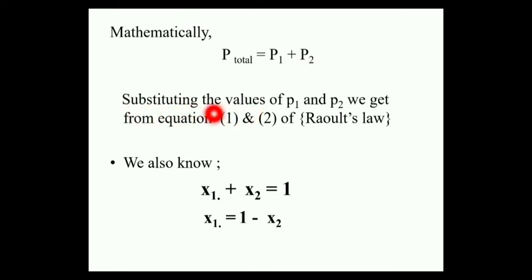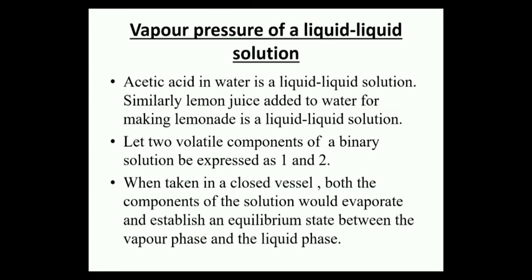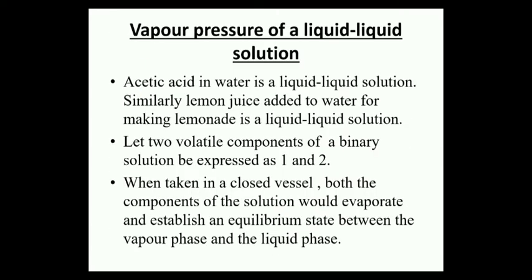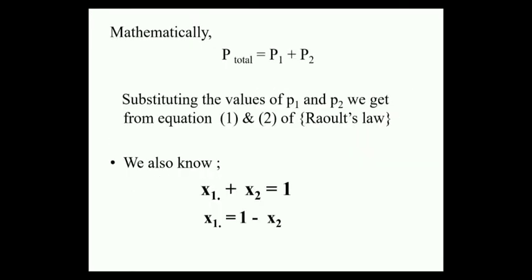Now we need to substitute the values of P1 and P2 that we are getting from equation 1 and 2. Remember, we have considered two equations in Raoult's law. This is equation 1, P1 is equal to P1 naught x1, and P2 is equal to P2 naught x2 is equation 2. Now we are going to substitute the values of P1 and P2 into this equation.